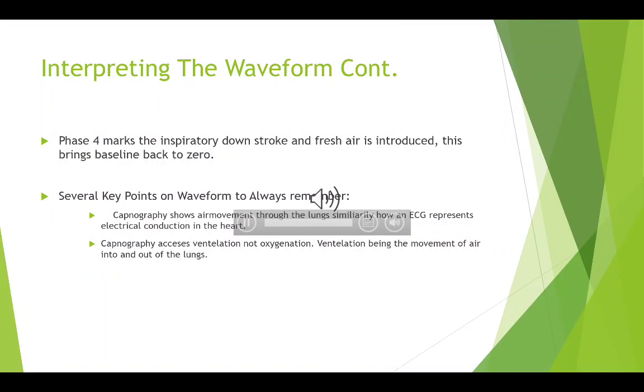Phase 4 marks the respiratory downstroke and fresh air is introduced. This brings baseline back to zero, since you're inhaling. You're not exhaling any CO2, so it's going to bring the waveform back to zero.